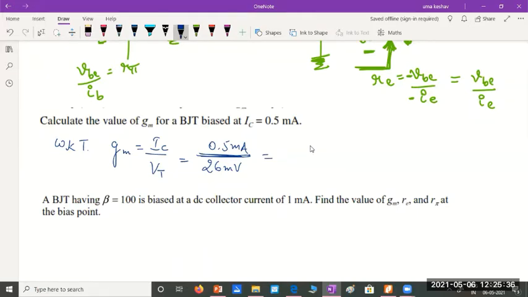I think this will be 1 by 52. Milli cancels. What is the unit for gm? What would be the unit for gm? It can be mho or ampere per volt. It's a conductance. Please remember, gm is a conductance. So the unit is ampere per volt or mhos.